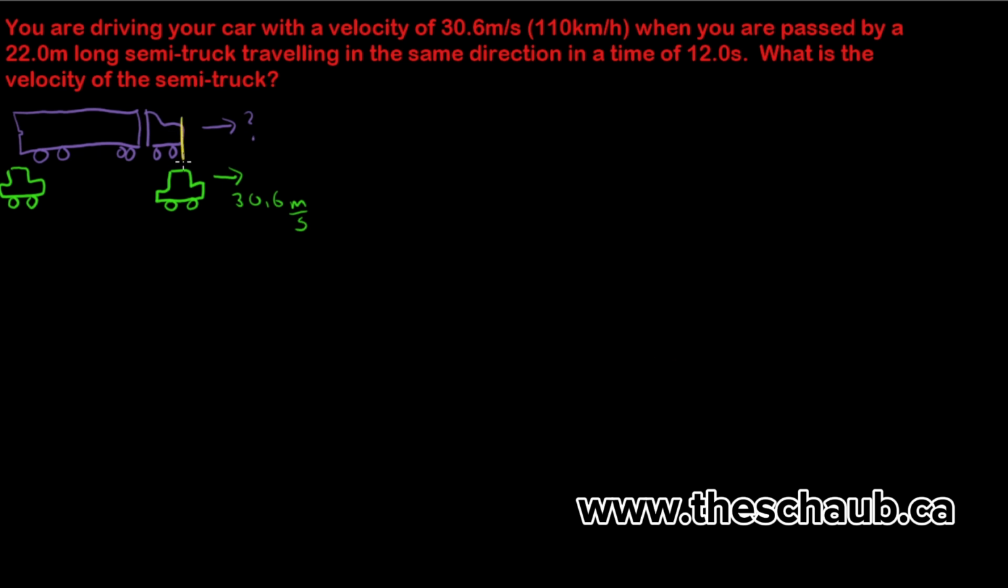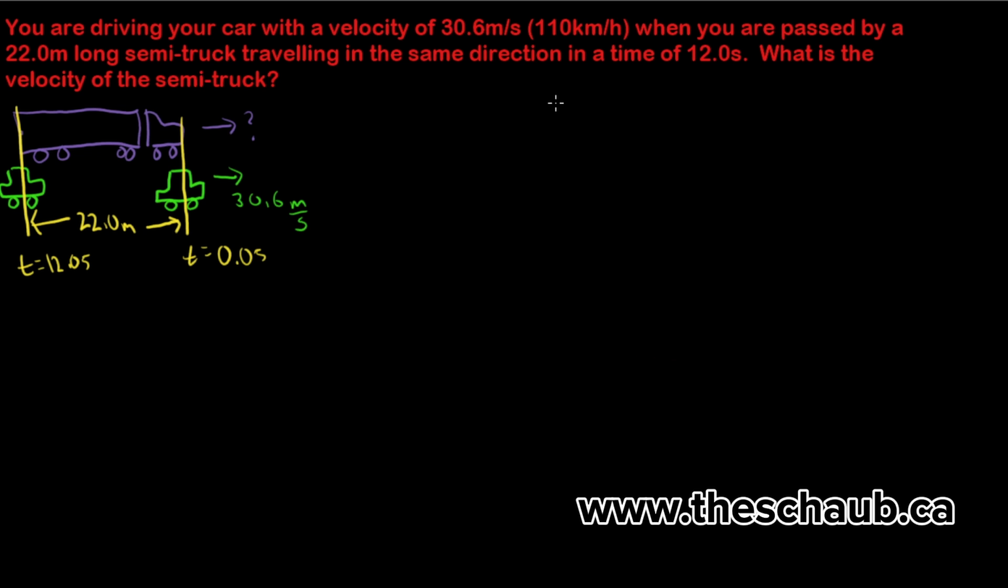Your car is initially in front of the semi at time t equal to 0 seconds. 12 seconds later, your car is behind the semi. During this time, the semi covers a distance of 22.0 meters, or the length of the semi.